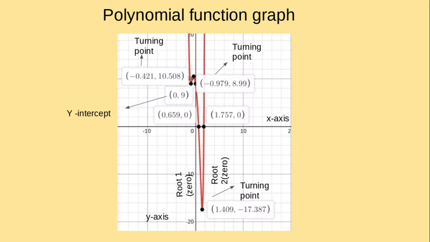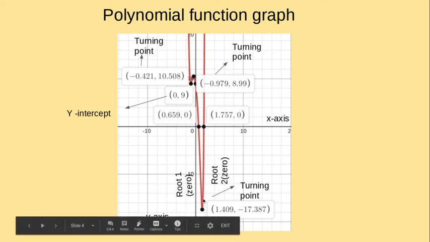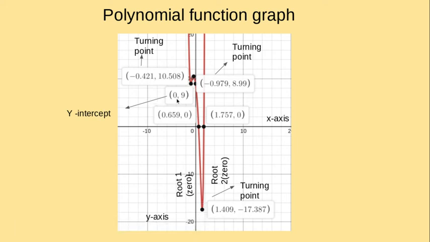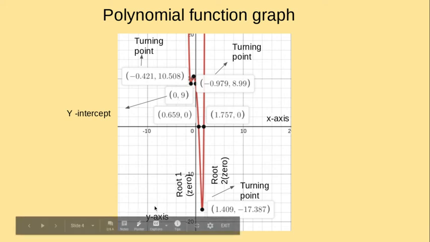So here is the polynomial function graph, and here you can see the turning points. So I have three turning points. Here's the first one, here's the second one where the arrow is showing, and here's the last one right here. And here is my y-intercept (0, 9), the x-axis, the y-axis, and my two roots that go up.